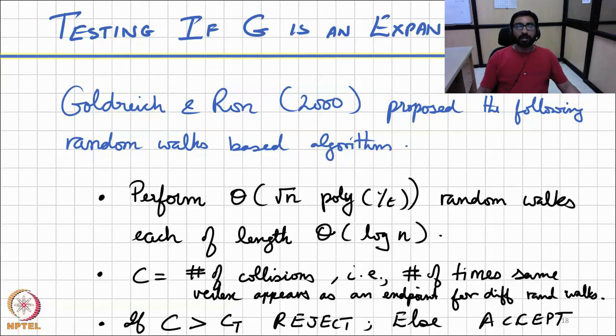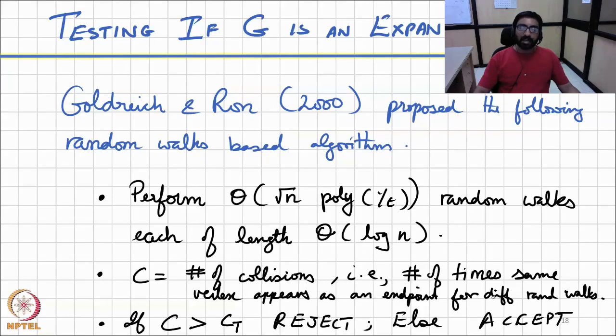You perform some Theta of square root of n times polynomial in 1 over epsilon number of random walks, and each of these random walks is of length Theta of log n. Remember, this Theta of log n means that if the graph is a good expander, these random walks are going to completely mix, which means that their distribution is going to be very close to the stationary distribution. And now, after all of these random walks have walked this distance, you count the number of collisions.